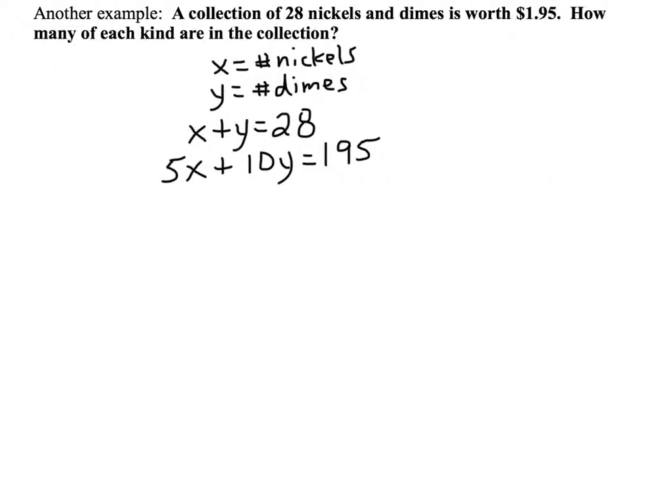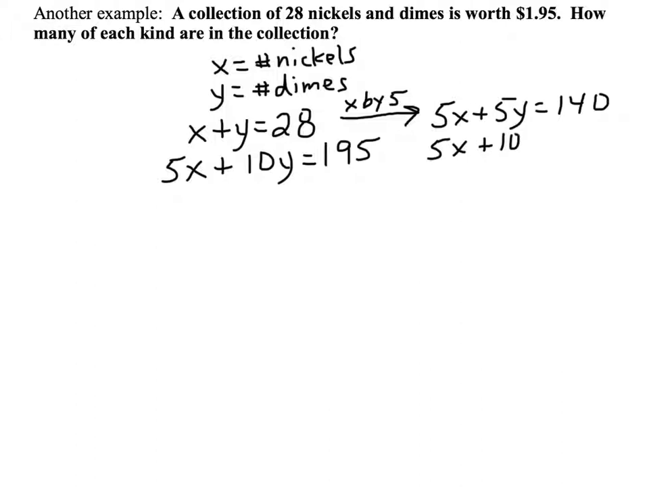Because both of these are written in standard form, I might solve this by the addition-subtraction method. So, for this very first one, I need to make sure that I have a coefficient in front of the x or the y that's the same. So I'm going to multiply that very first equation by 5. And that's going to change that equation to 5x plus 5y is equal to 140. The second equation stays exactly the same, 5x plus 10y is equal to 195.